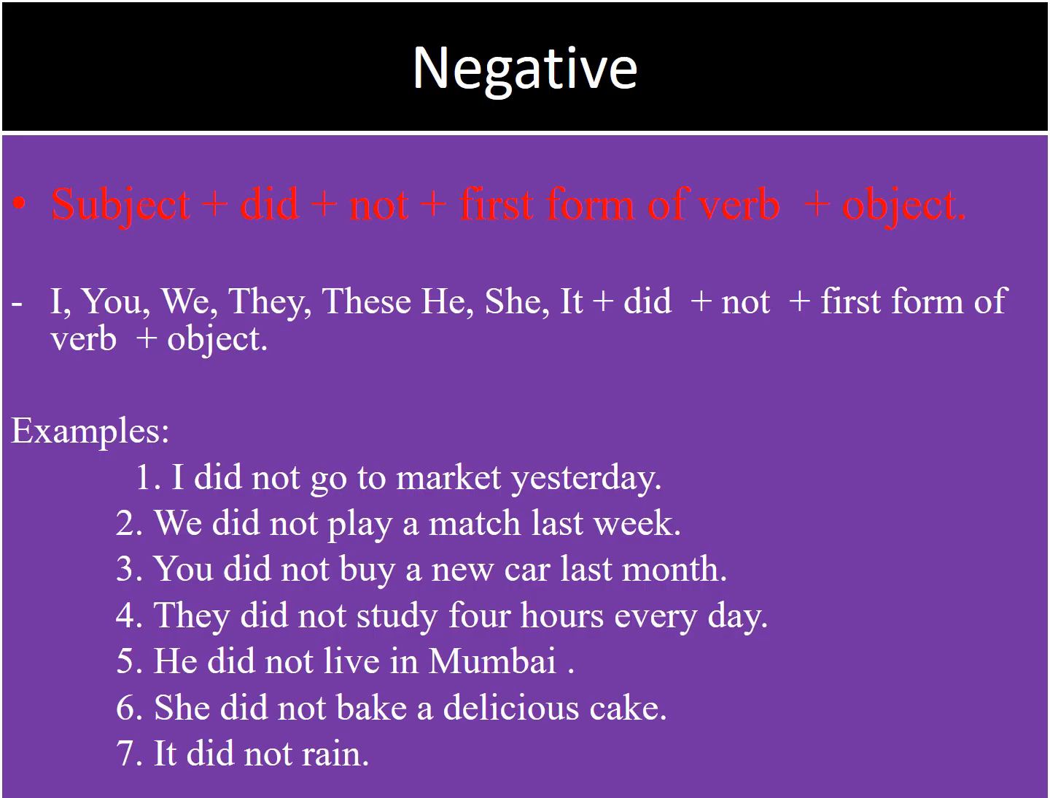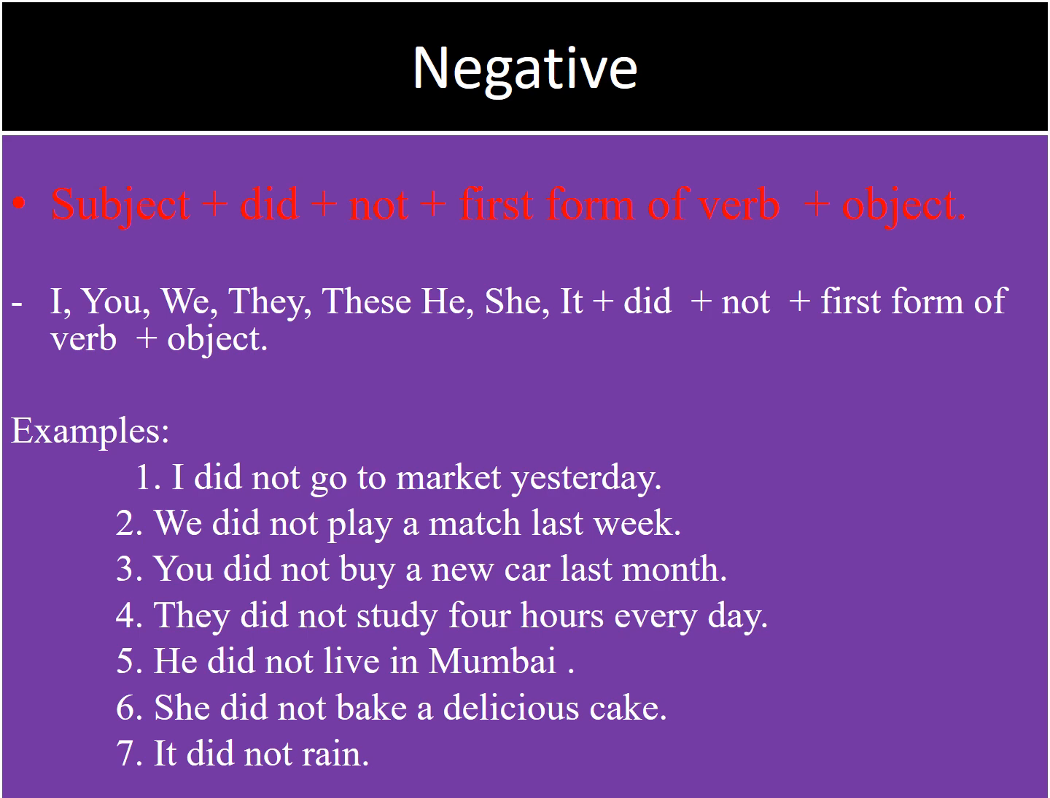For constructing the negative sentences of simple past, please insert did not after the subject. The rule is subject plus did plus not plus first form of verb plus object. Please remember, after did not we have to use first form of verb and not the second form of the verb.